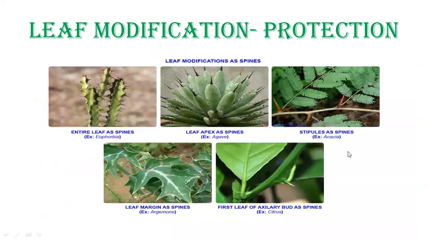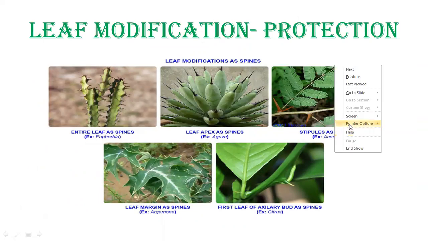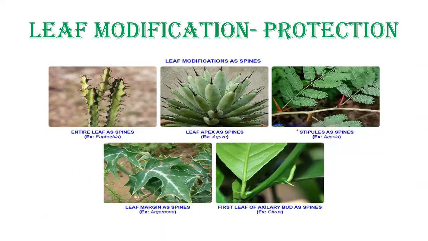Next is modification of leaf for protection. So the leaf is modified into spines and protects the plant from grazing animals. So here is euphorbia. In euphorbia, the entire leaf is modified into spines. And it also helps to reduce water transpiration. In agave, the leaf apex turns into a spine.